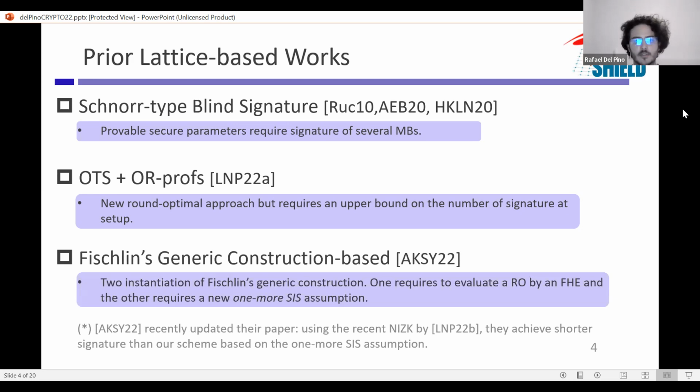And finally, there have been 2 other recent constructions based on Fischlin's generic construction by Agrawal et al. The first one requires evaluating a random oracle via an FHE, which, if you think about it, is not really possible because a random oracle does not have a circuit. So what they do is they take an explicit circuit of an explicit hash function instead of a random oracle. But even doing this, evaluating such a function with fully homomorphic encryption is very costly. And the other solution requires a new assumption called one-more SIS, which was created ad hoc for this paper, and so has not really been studied apart from the authors of the paper.